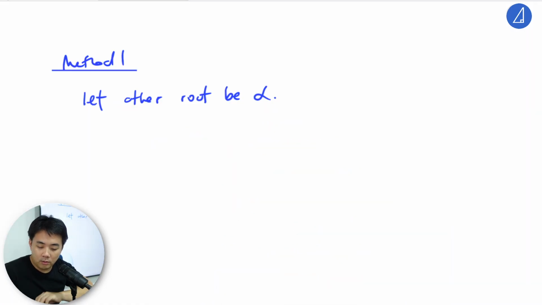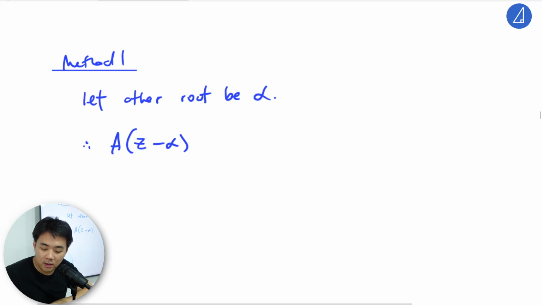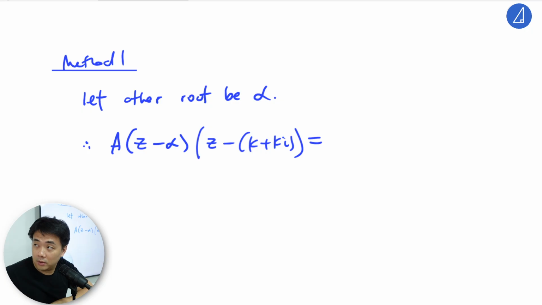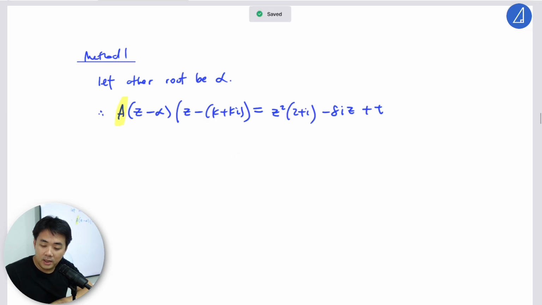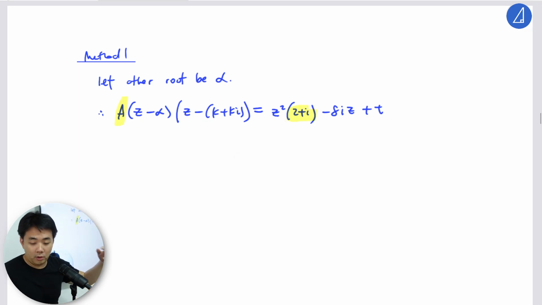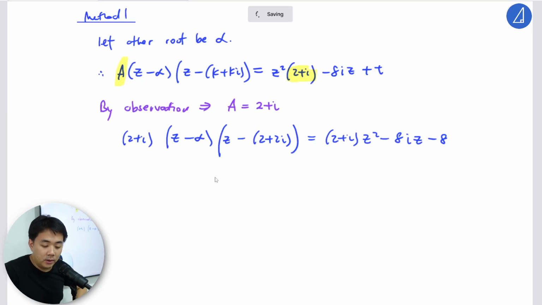So this will be a(z minus alpha)(z minus k plus ki), where this is the root. This is equal to z squared (2 + i) minus 8i z plus t, this expression here. It's not hard to see that this a will be 2 + i, because the coefficient of z squared is 2 + i. So by comparing, you can see that. Then you just sub all the values in. The easiest is you want to expand, but you don't have to expand everything.